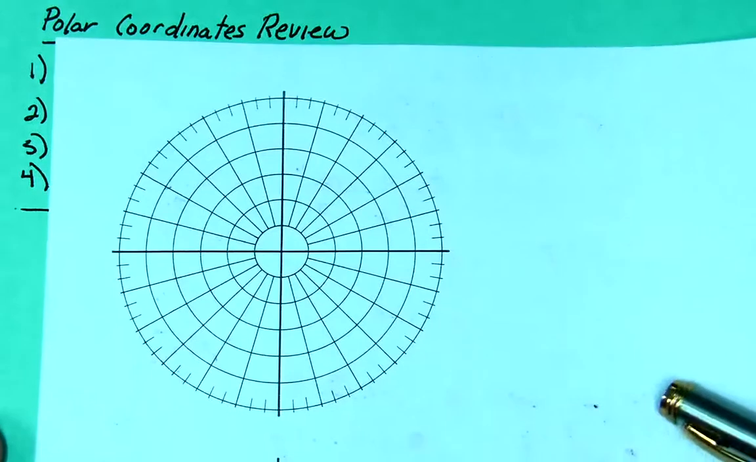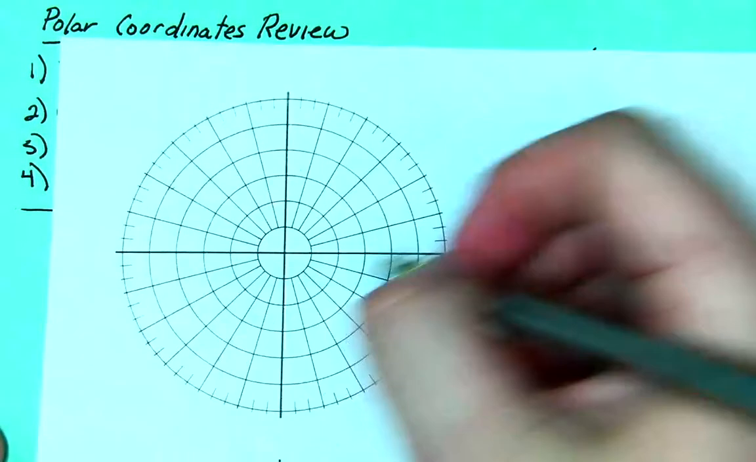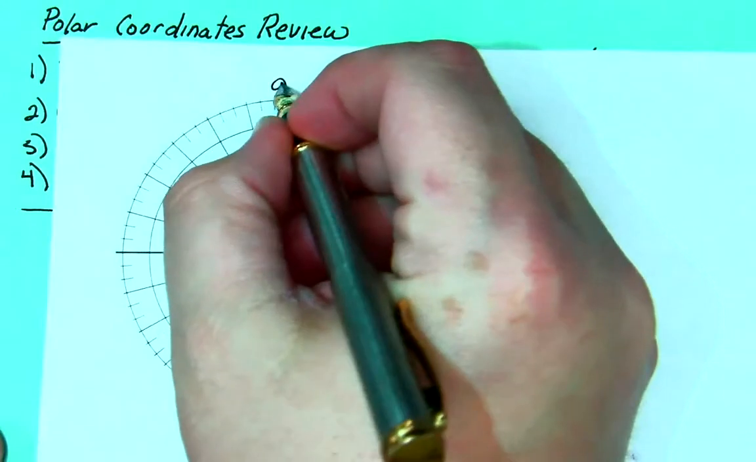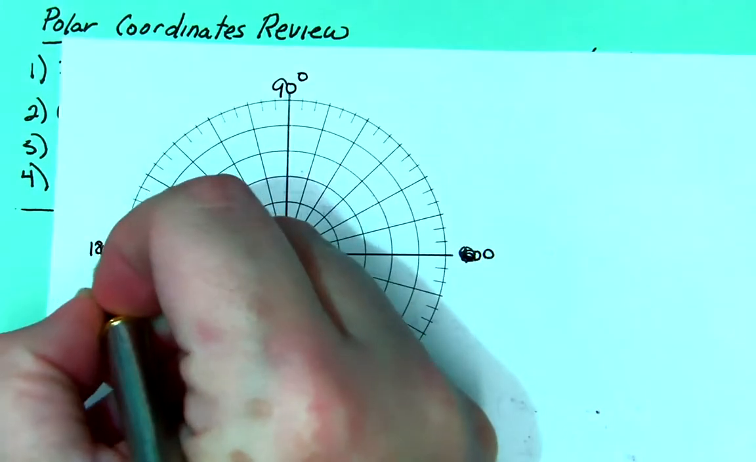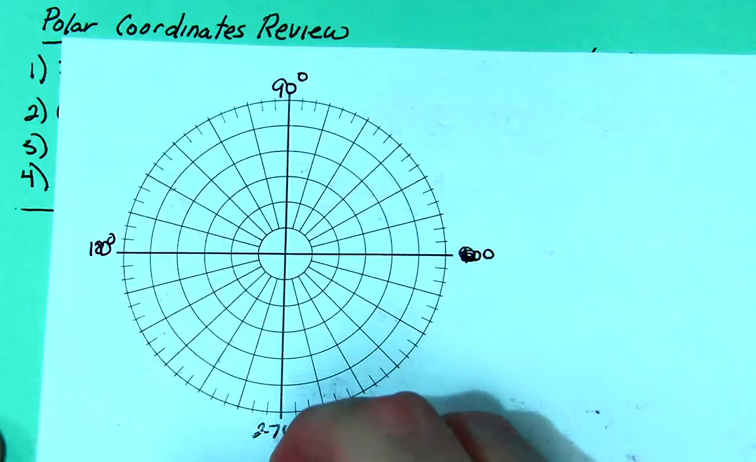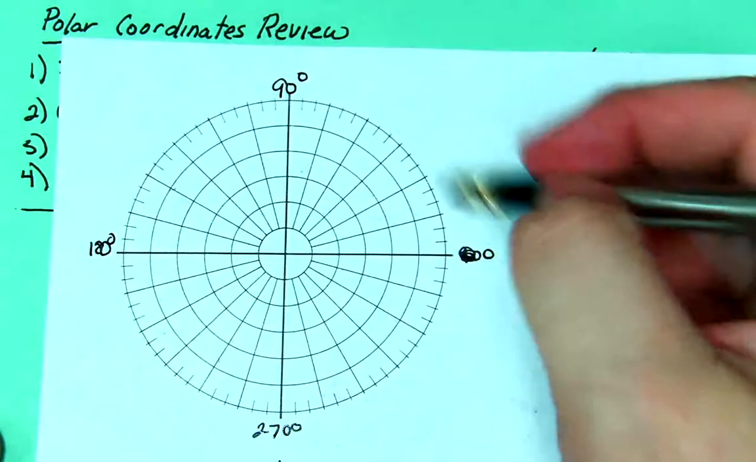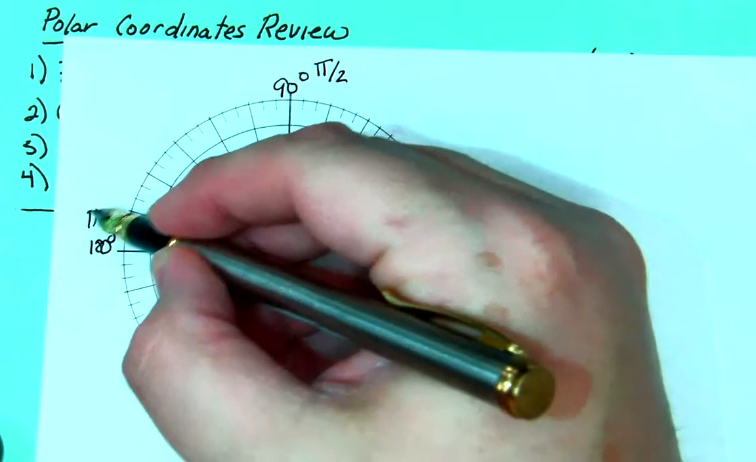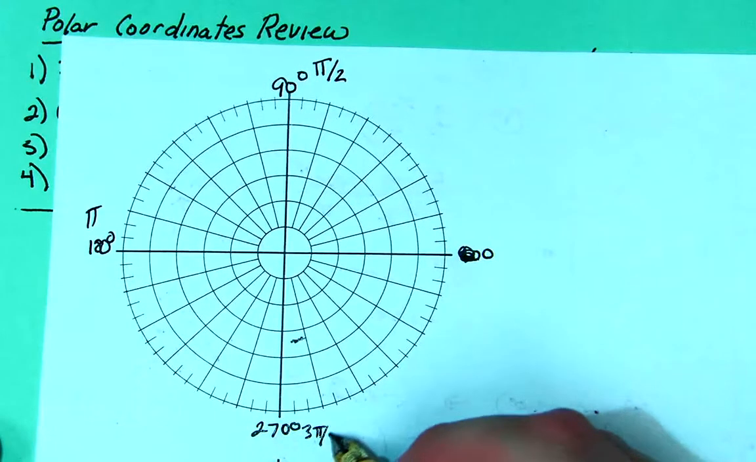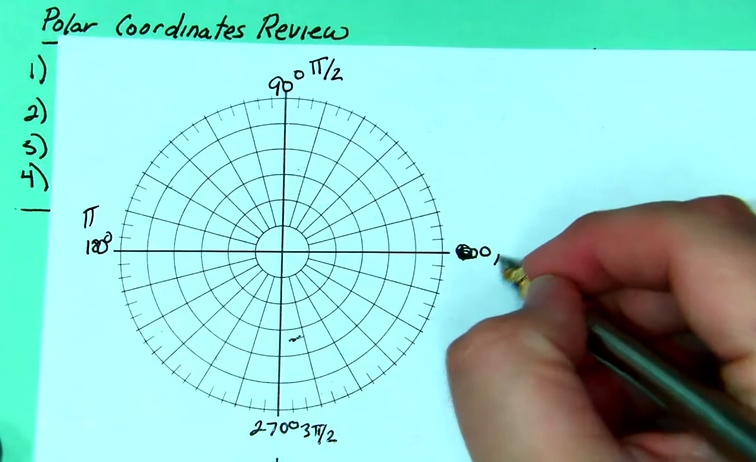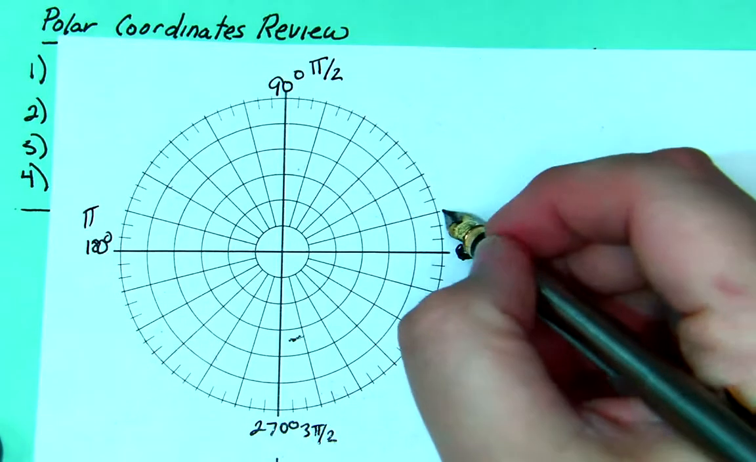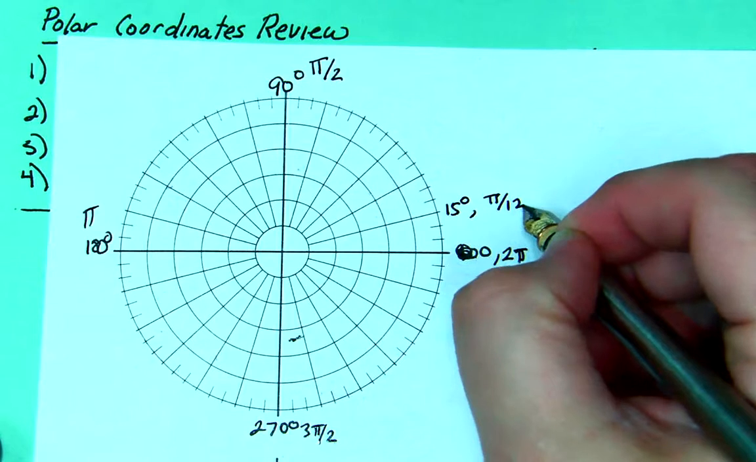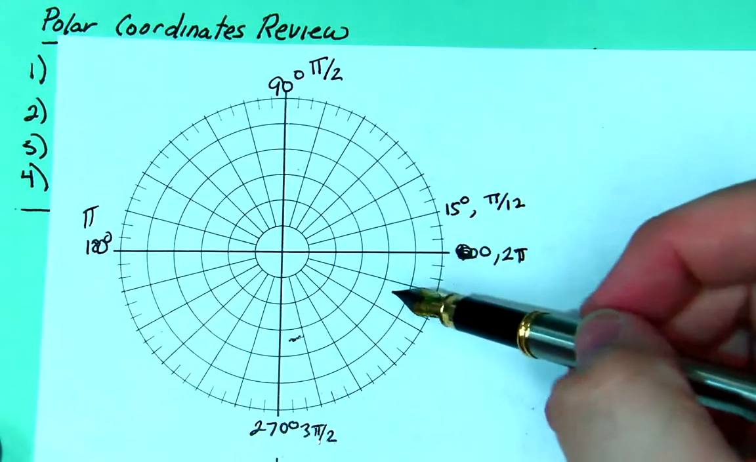Alright, so plotting points. Here's the first thing. This is the type of graph that you'll get. Now remember, that's 0, 90 degrees, 180 degrees, 270 degrees. Or that's pi over 2, pi, 3 pi over 2, and that would be 2 pi. This is 15 degrees, which is pi over 12. So all of these are multiples of pi over 12.